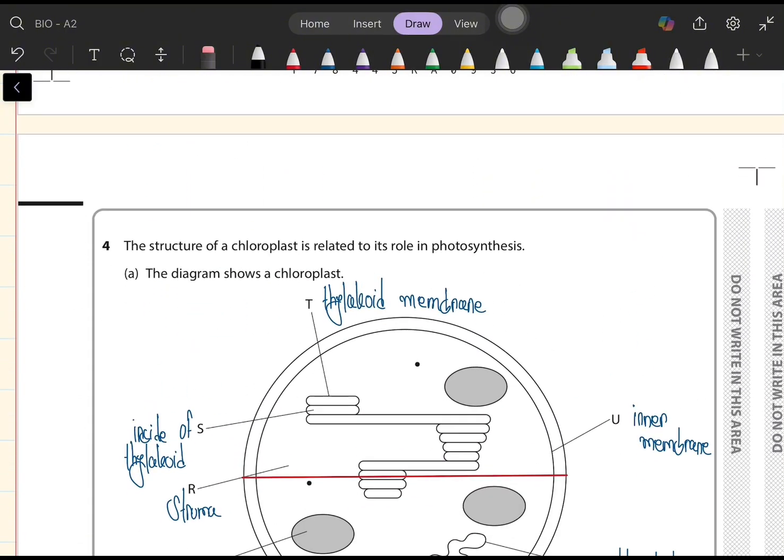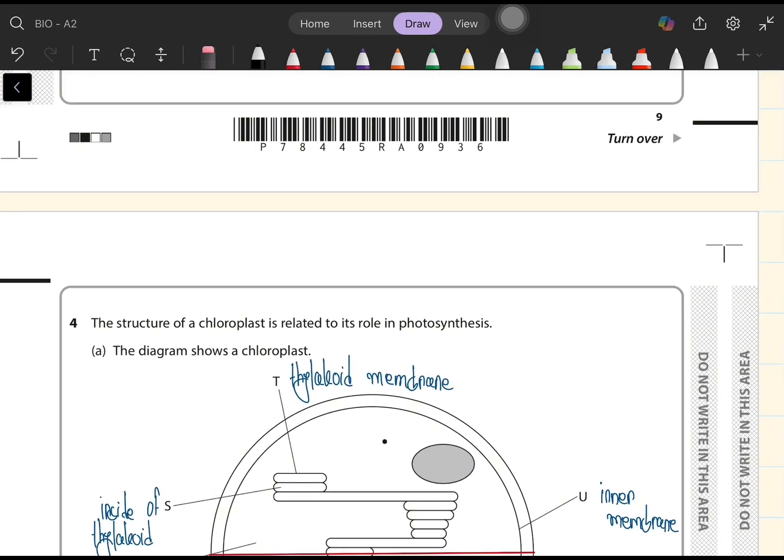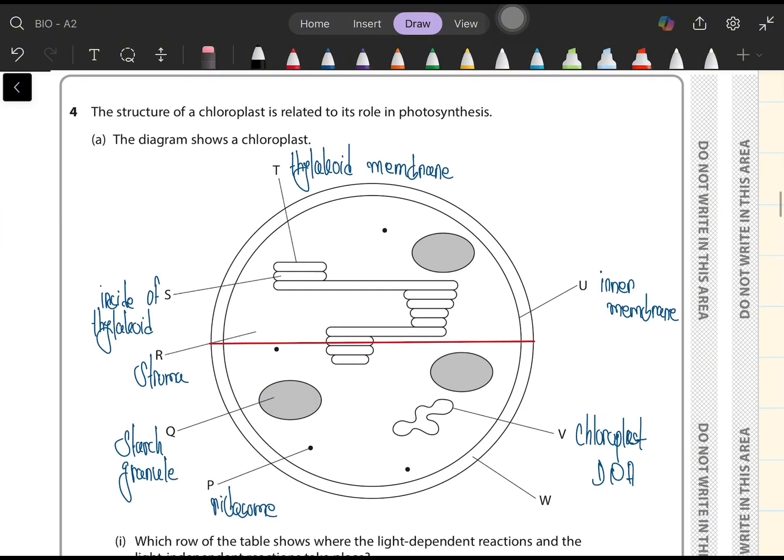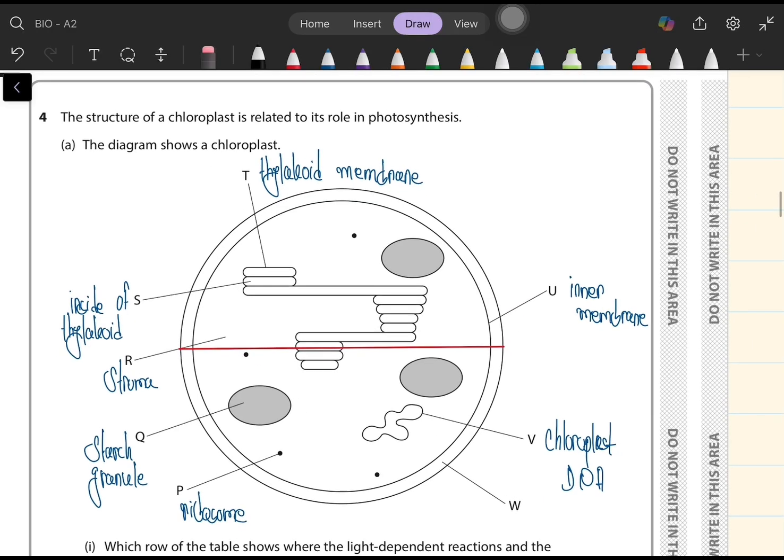All right, so the diagram shows the structure of a chloroplast and is related to its role in photosynthesis, right? So this is the basic structure of a chloroplast, and you basically need to have a basic understanding of all of this, right? So on the thylakoid membrane, the light dependent stage of photosynthesis takes place, and inside the stroma, the light independent reaction takes place, right?